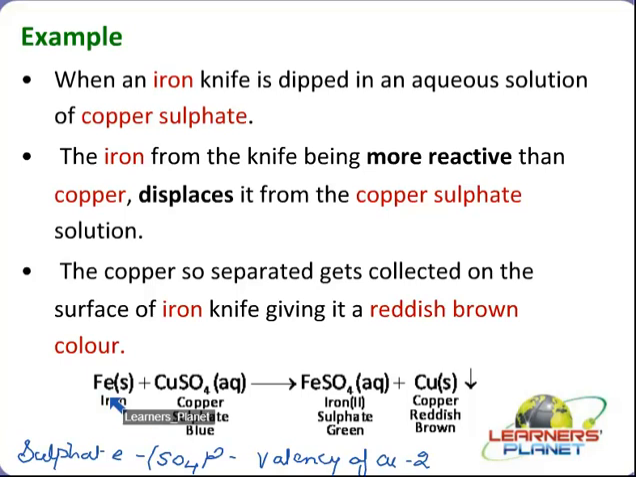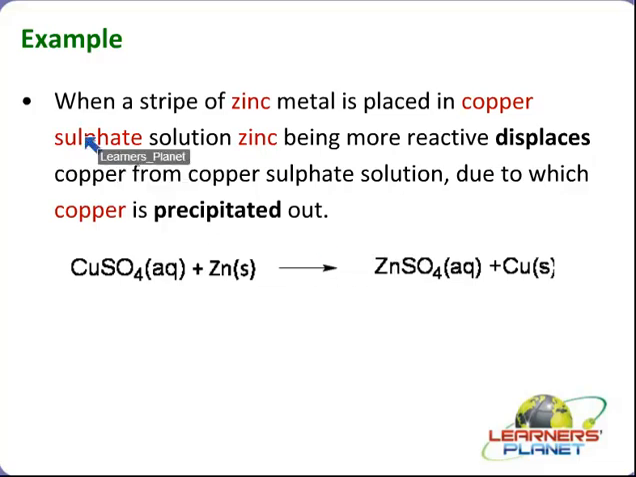See here what has been done. Iron has replaced copper and formed iron sulfate, and copper is deposited. Let's take another example. That is, when a strip of zinc is placed in copper sulfate solution, zinc, being more reactive, displaces copper from copper sulfate solution, due to which copper is precipitated out.